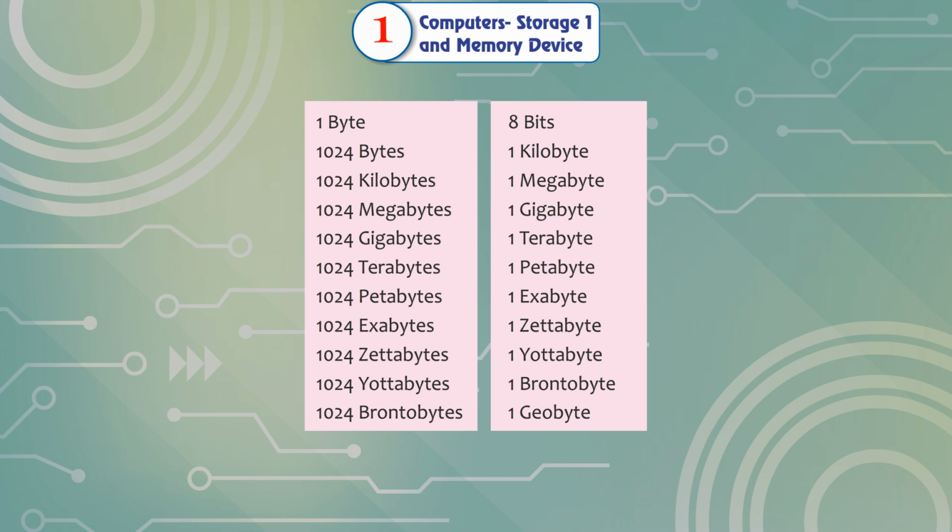1 byte = 8 bits. 1024 bytes = 1 kilobyte. 1024 kilobytes = 1 megabyte. 1024 megabytes = 1 gigabyte. 1024 gigabytes = 1 terabyte. 1024 terabytes = 1 petabyte. 1024 petabytes = 1 exabyte. 1024 exabytes = 1 zettabyte. 1024 zettabytes = 1 yottabyte. 1024 yottabytes = 1 brontobyte. 1024 brontobytes = 1 geopbyte.